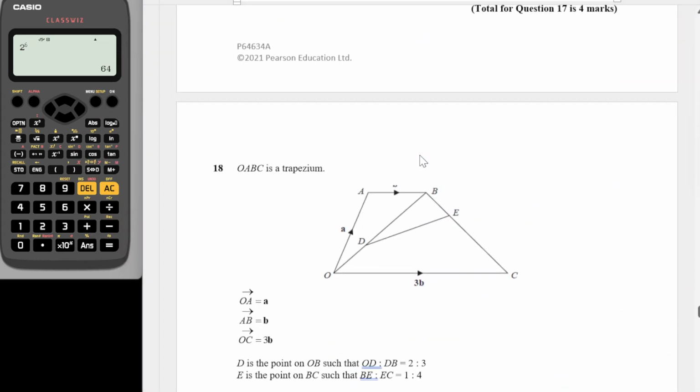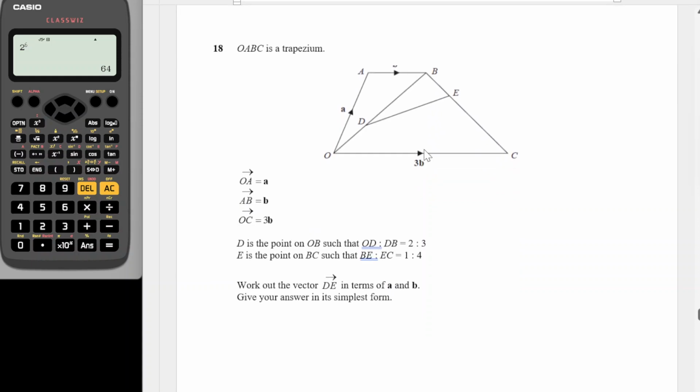Okay, question 18. OABC is a trapezium, and we're given some ratios. Work out D to E. Give your answer in terms of a and b. Okay, to help me out with this then, O to D and D to B is the ratio 2 to 3.